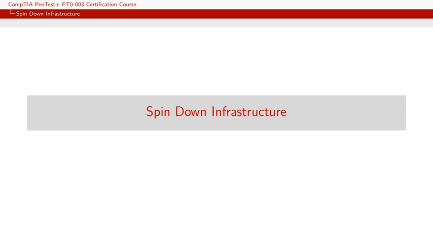In this section, we're going to discuss the importance of spinning down infrastructure as part of the PenTest+ PT0-003 certification criteria. Spinning down infrastructure is a crucial step to ensure that after performing your penetration testing activities, you properly deactivate any temporary environments you have set up. This process not only frees up resources, but also helps in reducing costs and mitigating potential security risks.